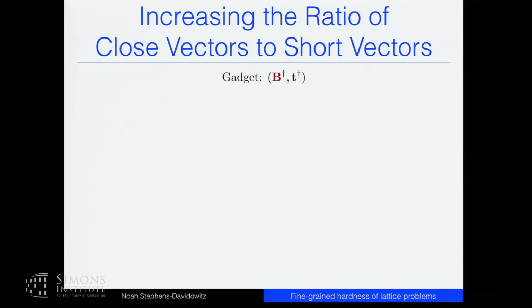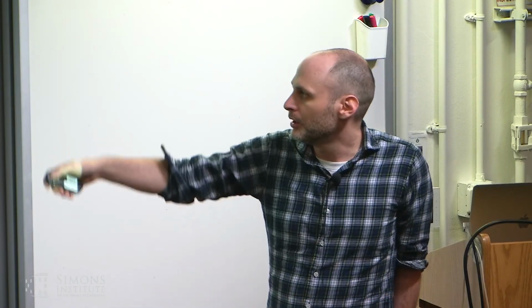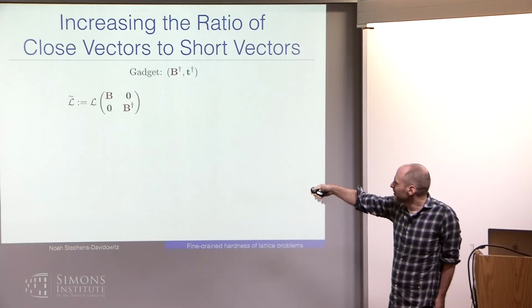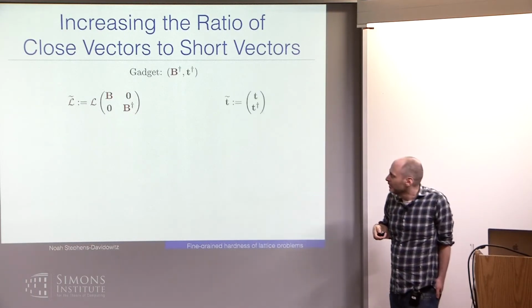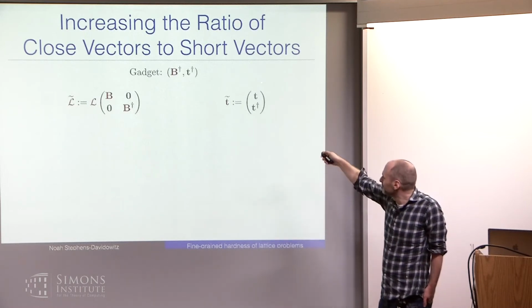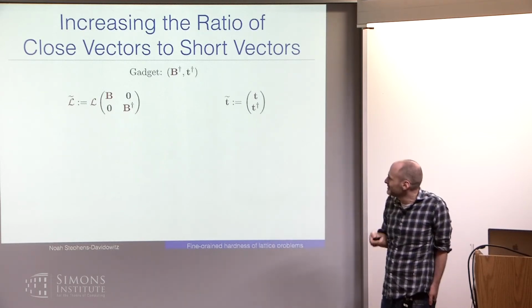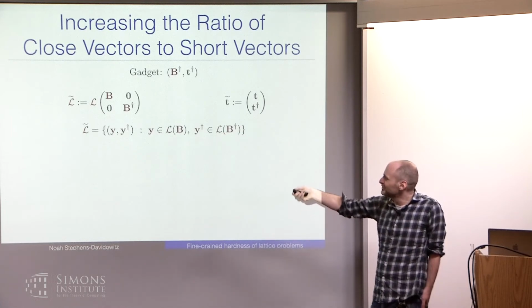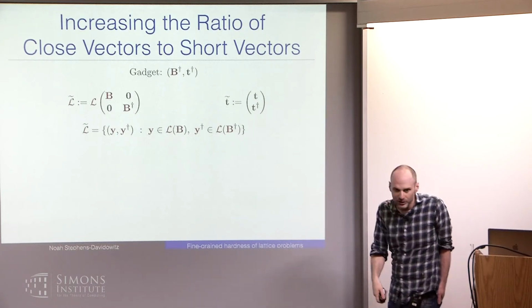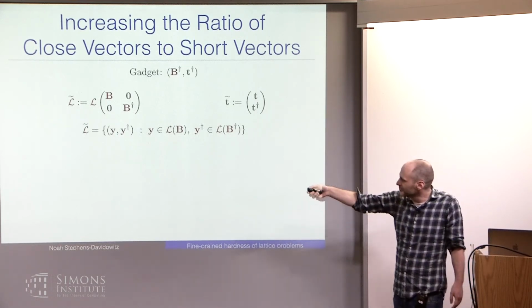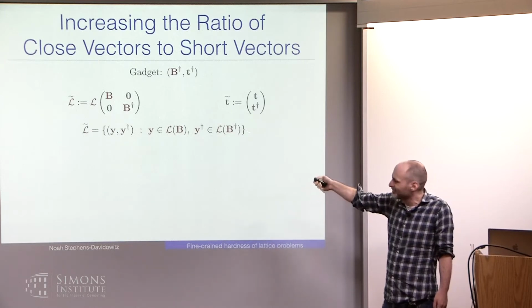I like to write my gadgets with daggers, so my gadget will be B dagger and t dagger, a basis and a target. And I'm going to use my gadget in a sort of simple way. I'm going to define L tilde to just be the lattice generated by this matrix, B, 0, 0, B dagger. And I'm going to define t tilde to be t dagger put under t. And of course, this is the direct sum of the two lattices, a direct product if you prefer, right? So lattice vectors in L tilde just look like pairs of vectors, the first in L(B) and the second in my gadget lattice.